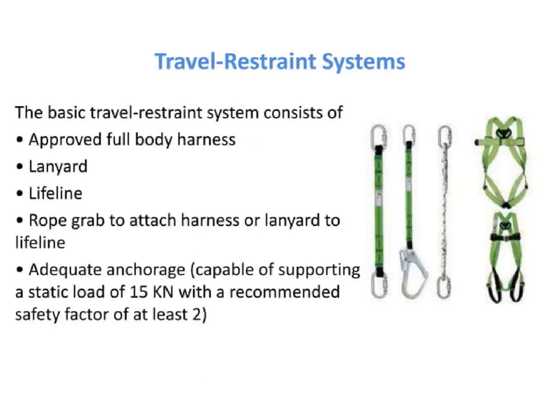A travel restraint system is a vital safety system when working at height. It comprises an approved full-body harness, a lanyard, a lifeline, and a rope grab to attach the harness or lanyard to the lifeline. Additionally, an adequate anchorage is necessary to safely support a static load of 15 kilonewtons with a safety factor of 2 or more.